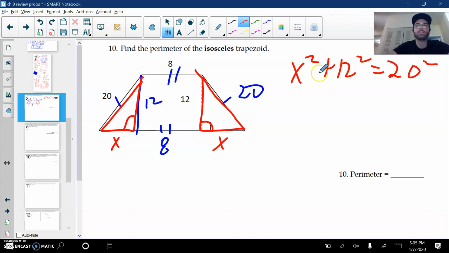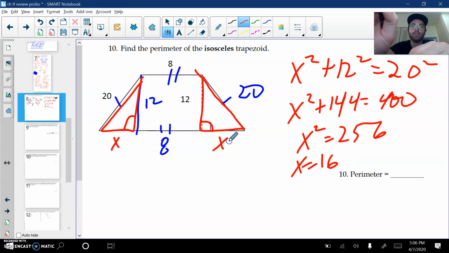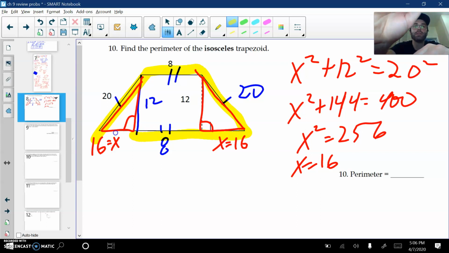I'm going to pause it and do some of that work. All right, so if you look here, I got 16. So that means this is 16, and this is also 16 over here. So to find the perimeter, I only add up the outsides. This is a common mistake, so I want you to be careful when you're finding the perimeter of this problem. I'm only going to add up the outside. So I need to add 20 plus 8 plus 20 plus 16 plus 8 plus 16.